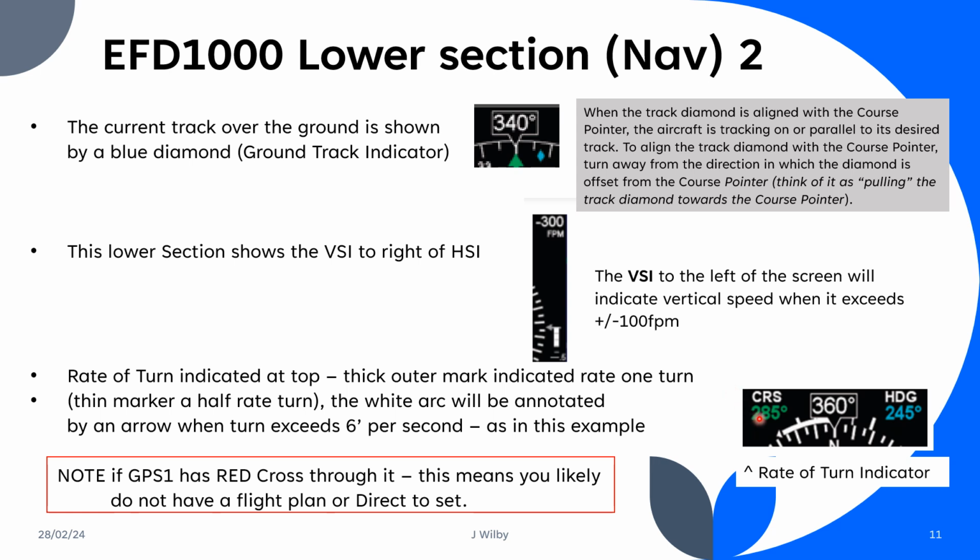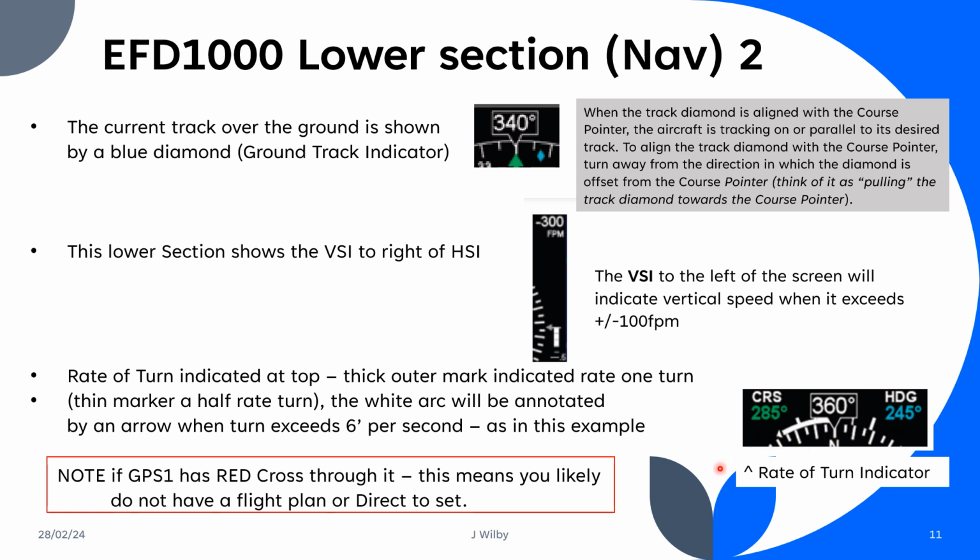The rate of turn indicator we talked about earlier on is shown at the top of the HSI, and you can see the thick mark here and here. These show a rate 1 turn, so that's calculated based on the true airspeed. There's a thinner mark just inside which shows a half rate turn. The white arc will be annotated by an arrow, as in this example, when the turn exceeds 6 degrees per second. So it's going to be something like a 30-degree bank turn at that point, as in this example.